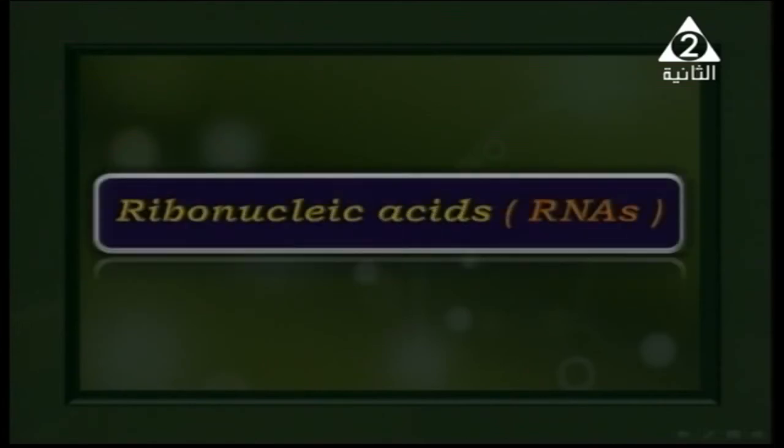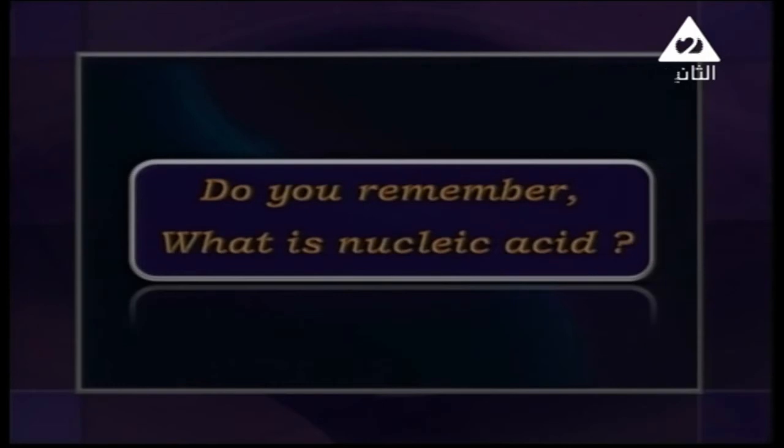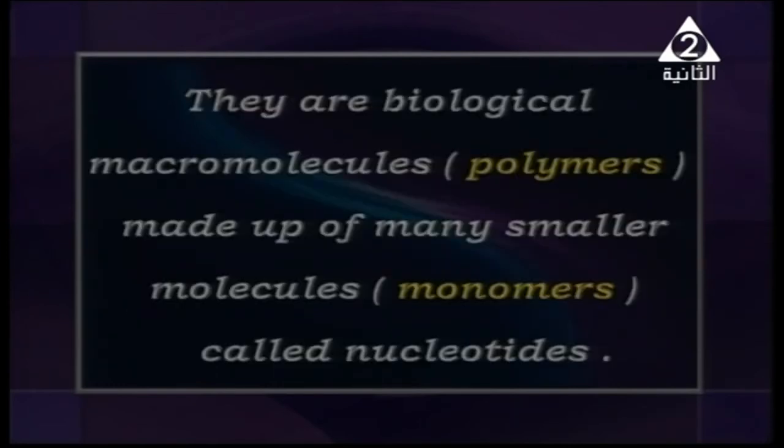Let's talk about ribonucleic acid or RNA. But before explaining the RNA, I'm going to remind you what nucleic acid means. Do you remember what nucleic acid is? They are also called biological macromolecules or polymers. Polymers means made up of many smaller molecules. They are called monomers. But in this case, the monomer is nucleotide.